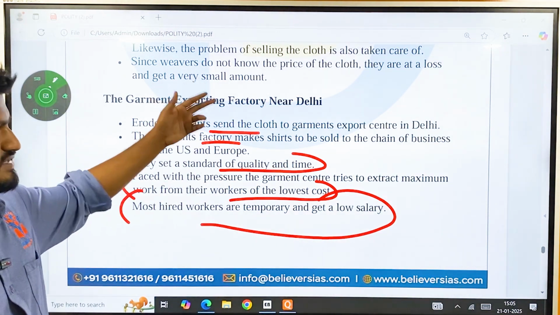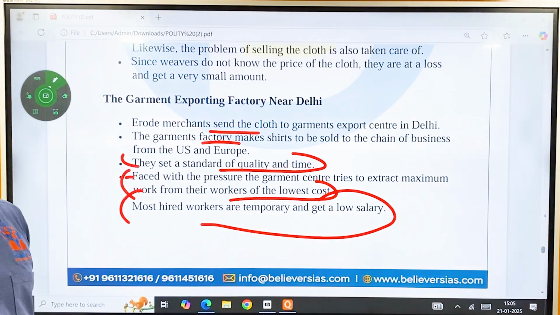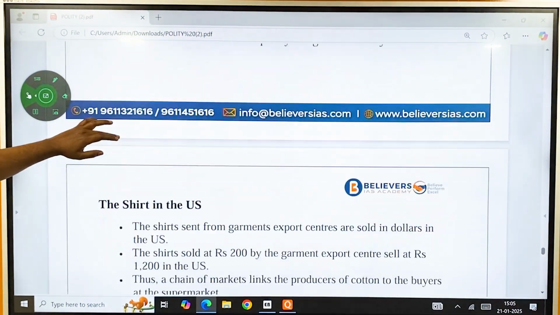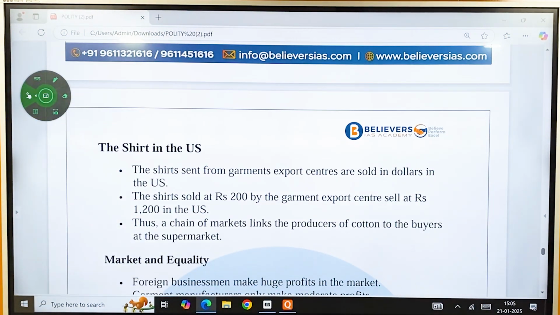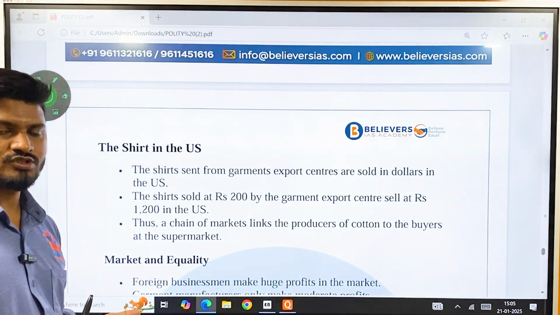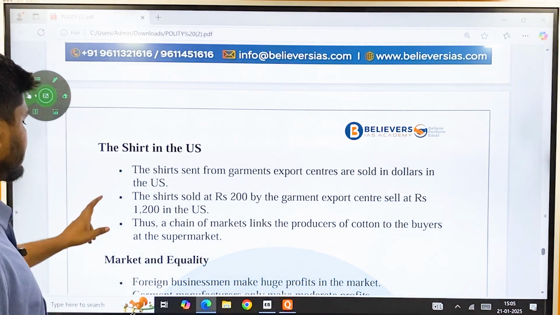Okay, so you can see the chain of exploitation here. Initially the farmer was exploited, then the weaver was exploited, now the workers in the factories are exploited by the higher-ups. Then the shirt in the USA. First we saw how cotton was produced, then we saw how cloth was produced, then we saw how industry is exporting them. Now the shirt in USA.